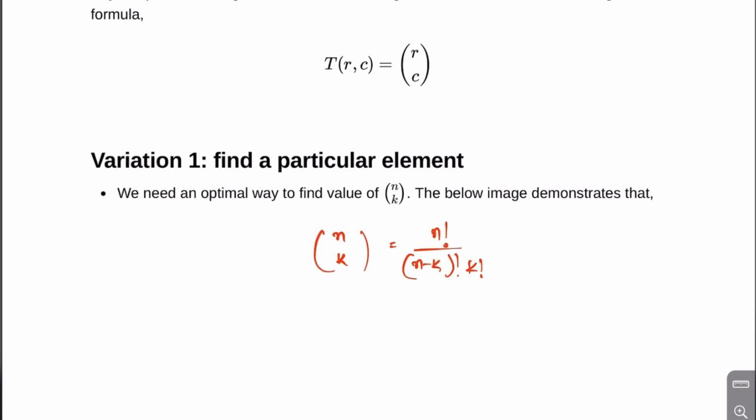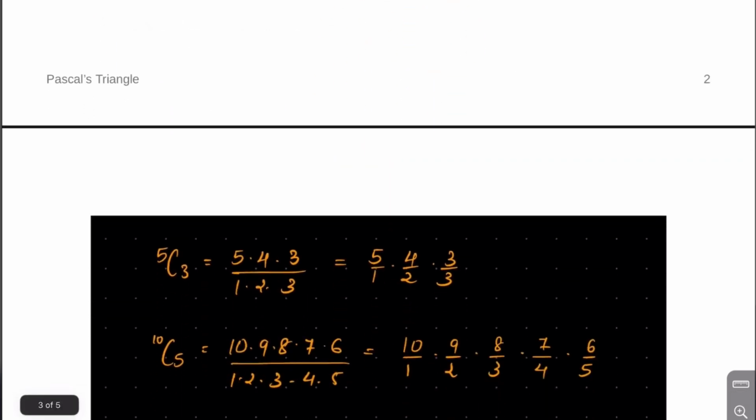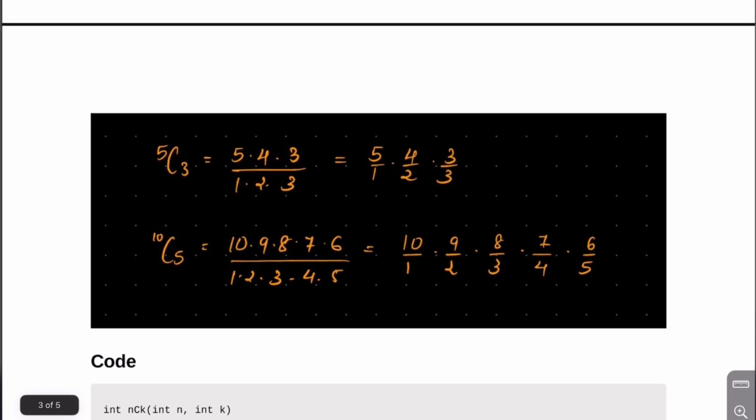How can I calculate this optimally? Let's try to make some observations by some examples. Here's how you calculate 5 choose 3 in a class, right? You write 5 into 4 into 3 and then 1 into 2 into 3, right? So here's how you calculate 10 choose 5. You don't usually use this formula, 10 factorial upon 5 factorial into 5 factorial.